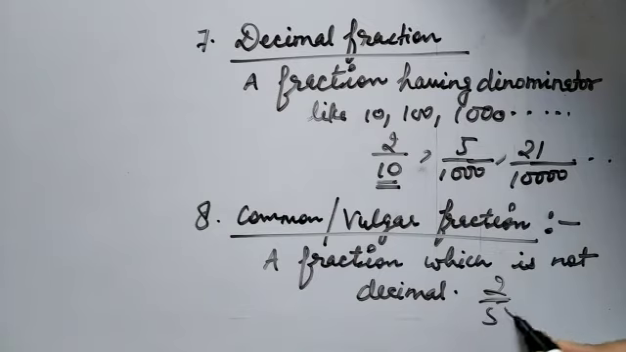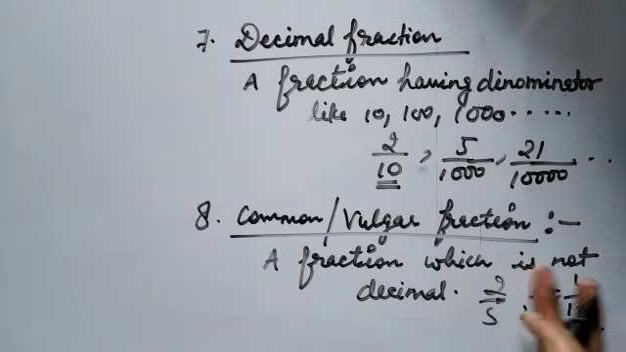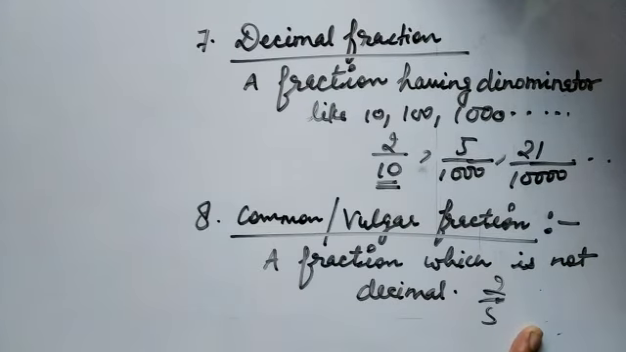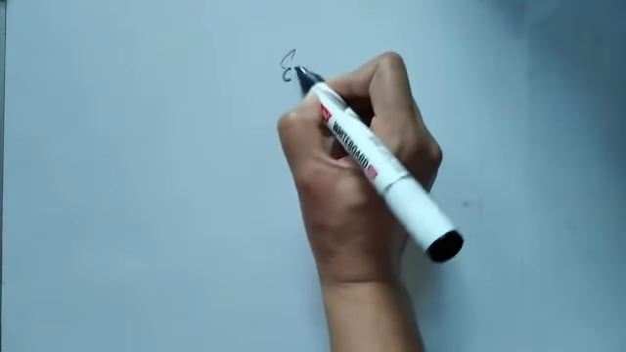If I want, I can make it decimal fraction. If I multiply the number by 2, now this is decimal fraction. But when we talk about 2 by 5, now this is a common or a vulgar fraction. So these are the types of fraction that you can see. Now some examples we can see and we can check our knowledge related to fraction.